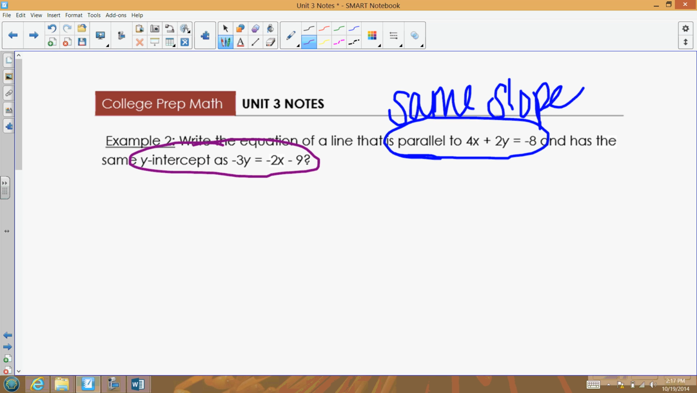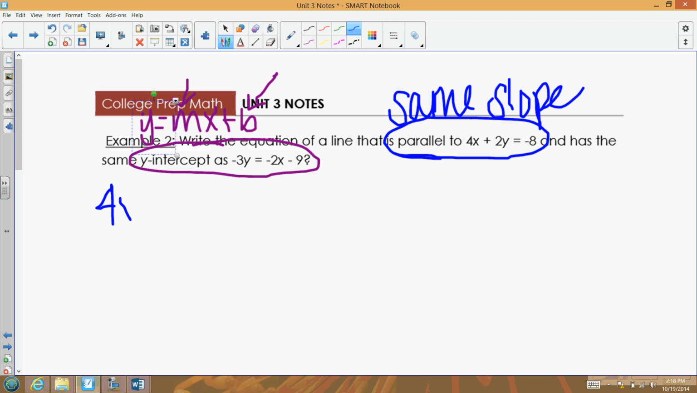So my goal here is to come up with an equation in y equals mx plus b form, because I'm going to be able to figure out the slope from the first equation and the y-intercept from the second. So I'm going to use slope-intercept form to write my equation, since I'm going to be having the slope and the y-intercept. So the same slope, let's go ahead and figure that out.